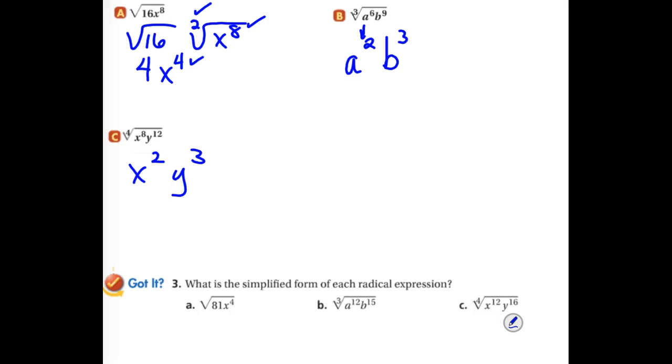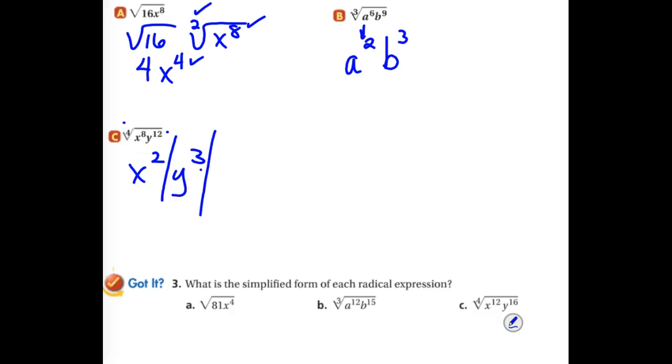Would y to the 3rd ever come out negative? It could. If y is a negative number, cubing it's going to keep it negative. So that's where we need the bars. Okay? So we had even, odd. We need them around it. Just make your absolute value bars long enough that we can tell they're not just a 1.